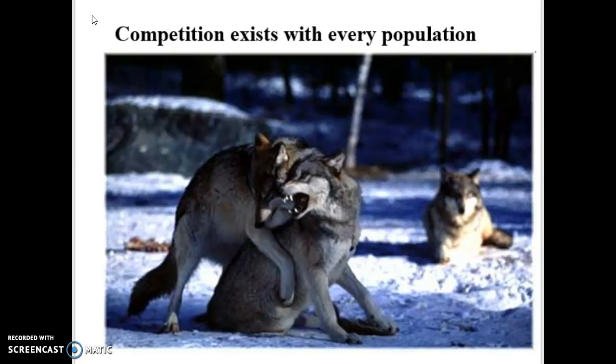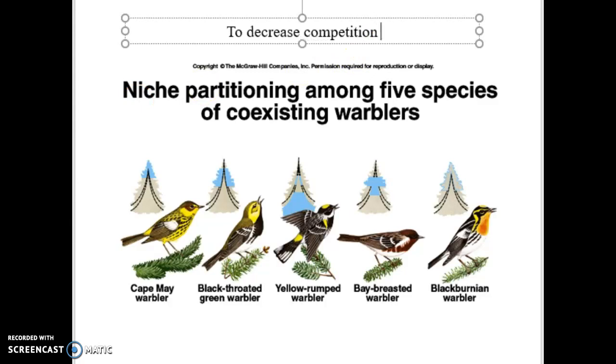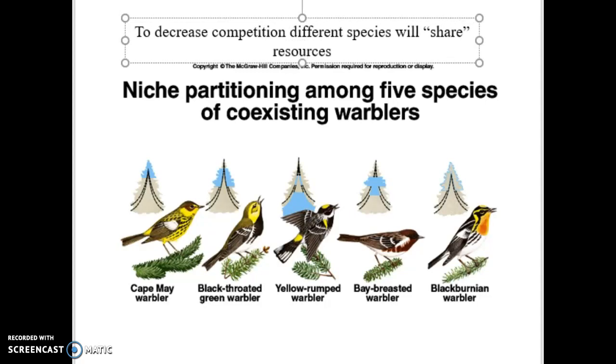Now, species that are similar to you, that have maybe an overlapping ecological niche, there's some similarities. You share the same general habitat. You need some of the same food. Then you're going to have competition. So what sometimes will occur, in order to decrease competition, different populations, different species will do a thing called niche partitioning. This is when they share the resources.